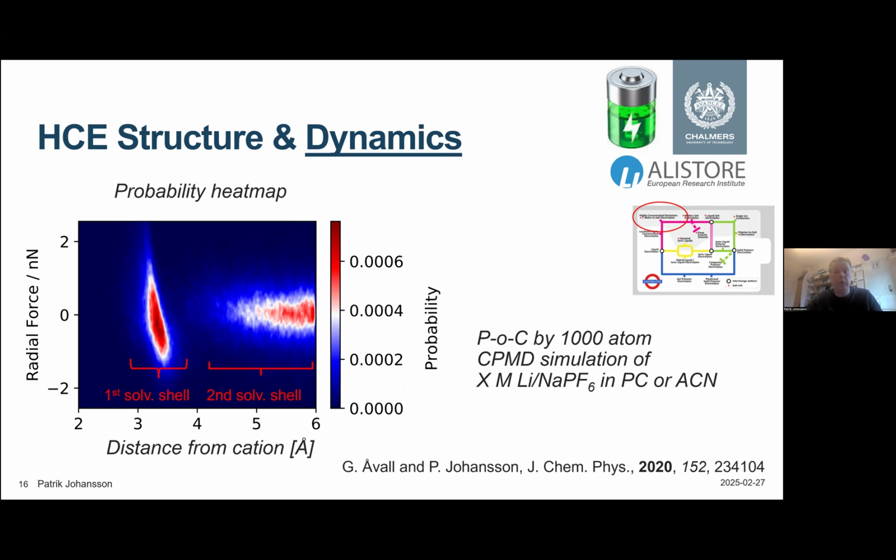propylene carbonate or acetonitrile. And basically what you will see, as a function of distance from the cation, are the signatures of the first solvation shell and the second solvation shell of the cation, with some probability and some radial force. We can leave that behind, but basically the probability is the most important because that tells you how probable it is that you have a solvent molecule or an anion at that distance from the cation.